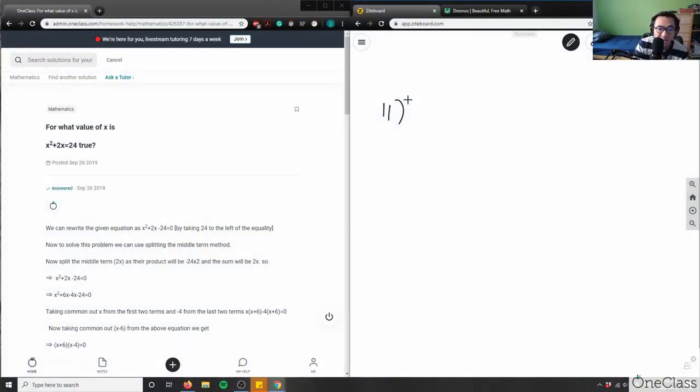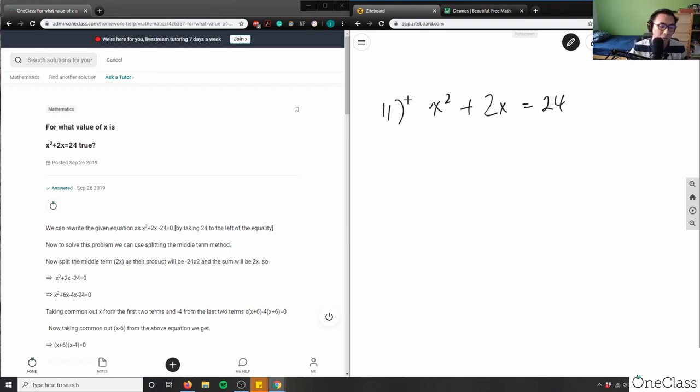So for what value of x is this true? I'm solving for x here: x squared plus 2x equals 24. There are so many ways for me to solve this problem. One is that you can factor by inspection or factor by decomposition.